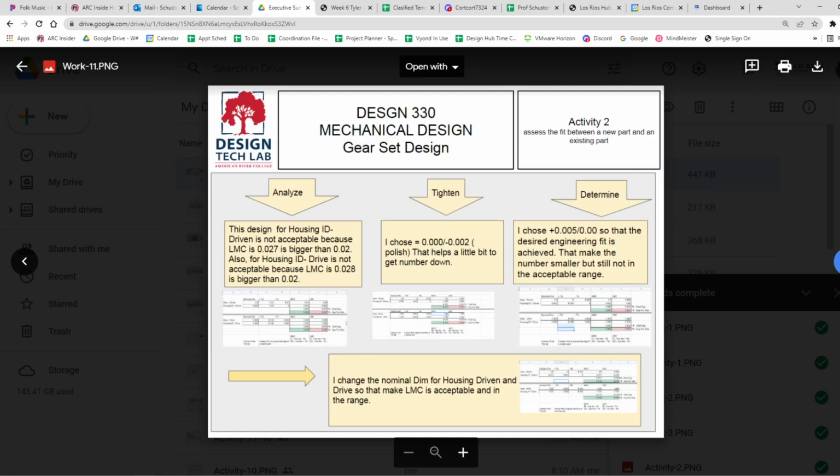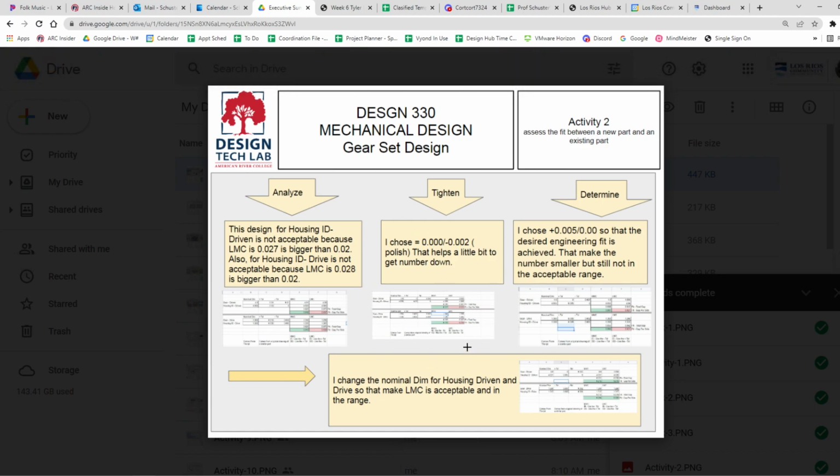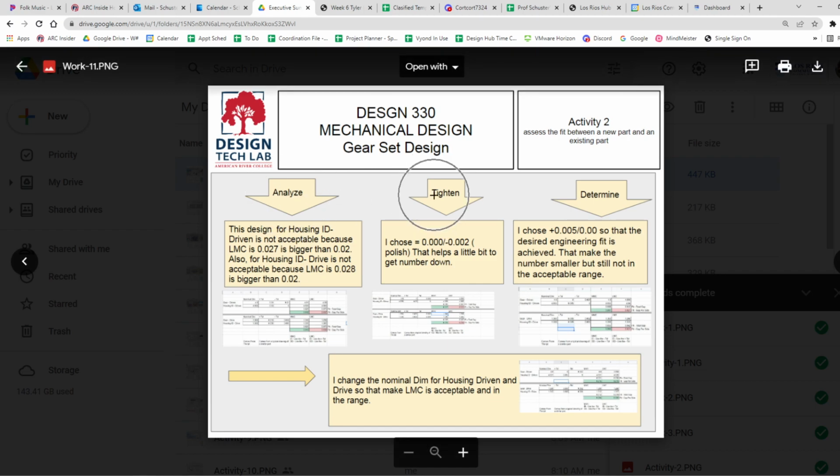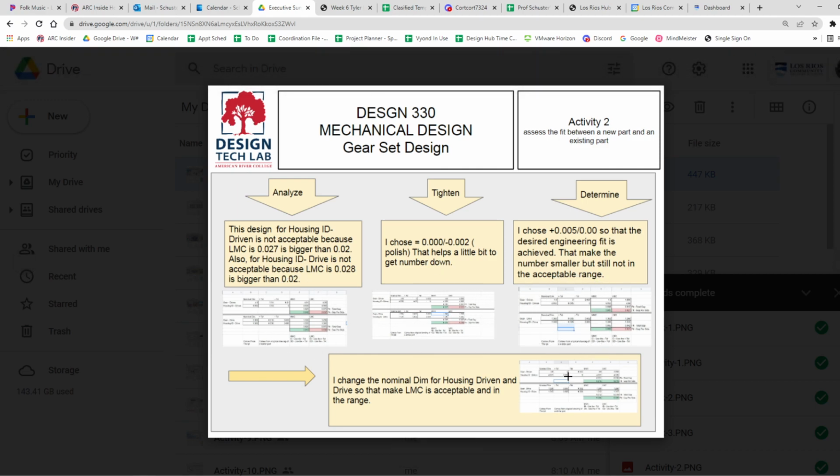This is a very good process one. There were 3 steps in this process: analyze, tighten, and determine. And so this shows how it got done. And so this was a very nice presentation of a very complex process. And so you can see how when I say annotate, this is what I mean, or even this is what I mean, so that somebody can tell what these pictures are there for.